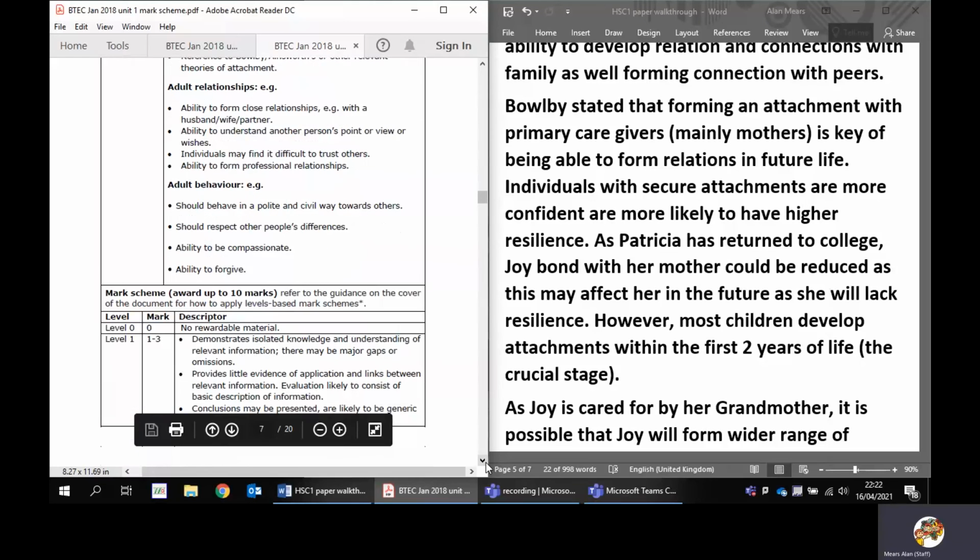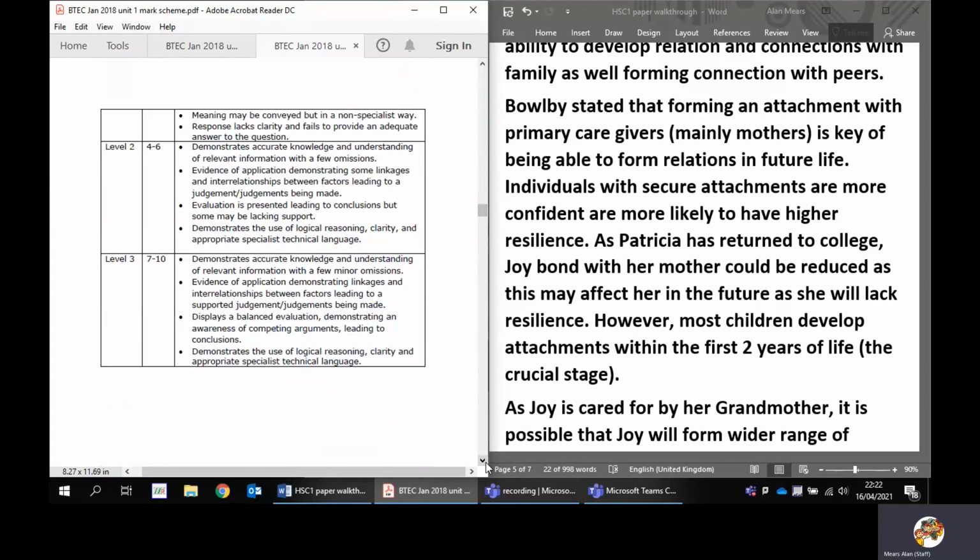Again, these questions tend to have a slightly different marking style. Look at the top band. So demonstrates accurate knowledge and understanding with a few omissions. Evidence of application, demonstrating linkages and interrelationships between factors leading to supported judgments being made. So that linkages and interrelationships does often mean you're making connections to the item. Displays a balanced evaluation demonstrating awareness of competing arguments. So we've got a bit of evaluation in there, that's good. And demonstrates the use of logical reasoning, clarity, and technical language.